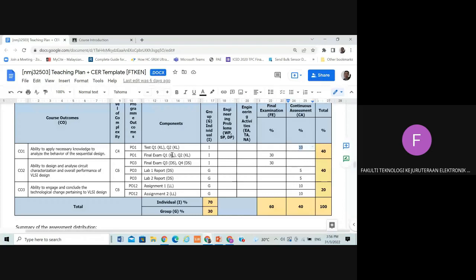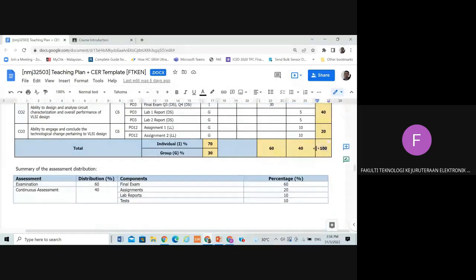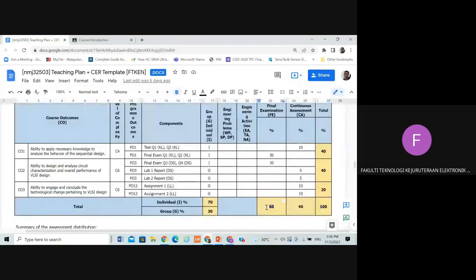And then the final exam, question number 1, number 2, knowledge. Question number 3, number 4, design. Lab, design. Assignment, lifelong learning, PO number 12. This is PO number 3, and this is PO number 1. Any question? Tak ada. If there is, just stop me. So altogether it becomes 100%. Final exam 60% as I mentioned, and your continuous assessment 40%.